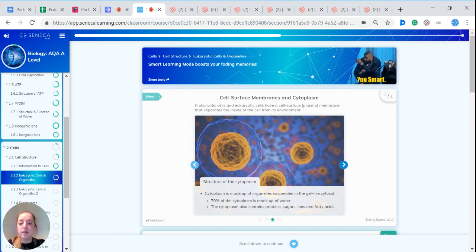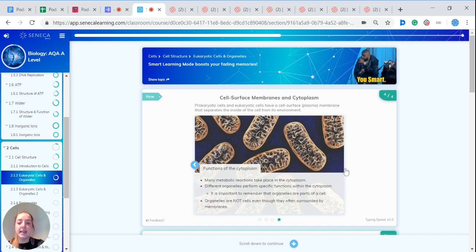The cytoplasm is made up of organelles suspended in the gel-like cytosol. 70% of the cytoplasm is made up of water. The cytoplasm also contains proteins, sugars, ions, and fatty acids. Many metabolic reactions take place in the cytoplasm. Different organelles perform specific functions within the cytoplasm.